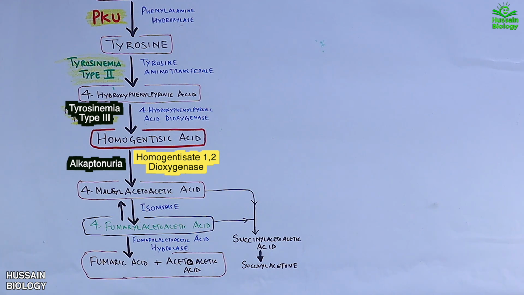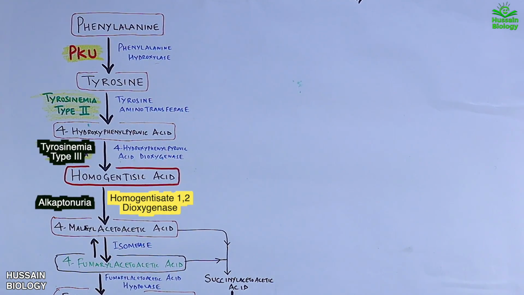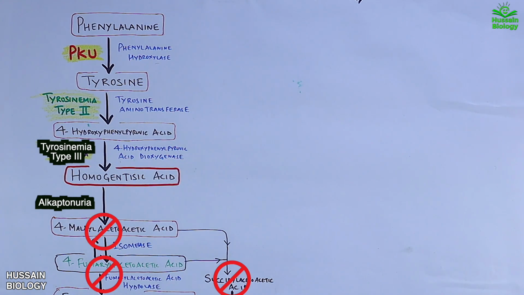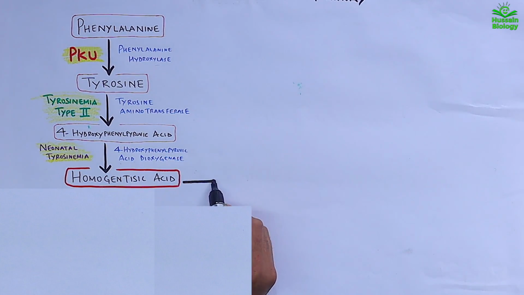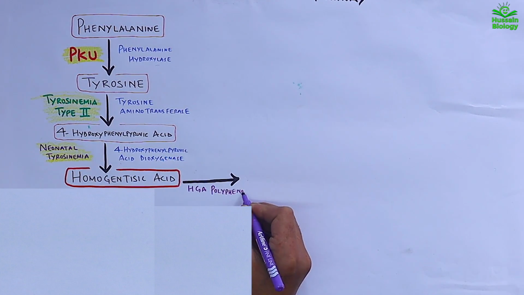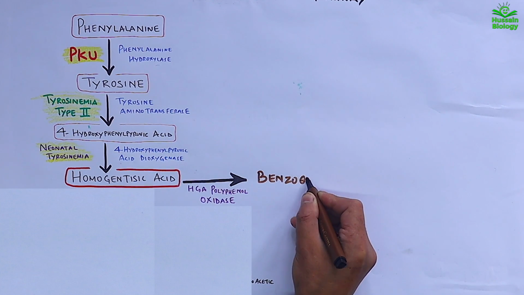So this is the whole metabolism of phenylalanine amino acid. And within these reactions, we are going to see how the alkaptonuria occurs. The blockage is here. The HGD gene is missing and we do not get the further reactions. So the pathway ceases from here. But when we get the accumulation of homogentisic acid, it is acted upon by HGA polyphenol oxidase enzyme. And this is kind of an auto-oxidation reaction. And this homogentisic acid is converted into benzoquinone acetate.